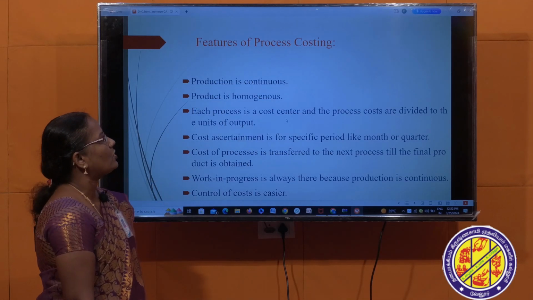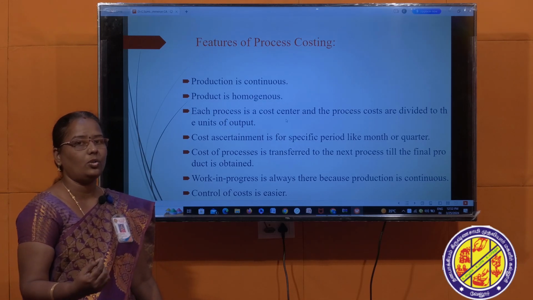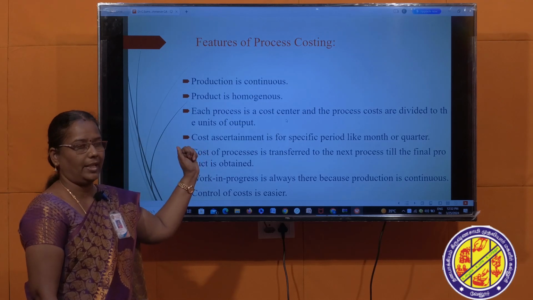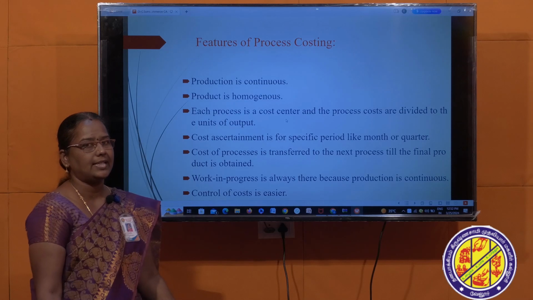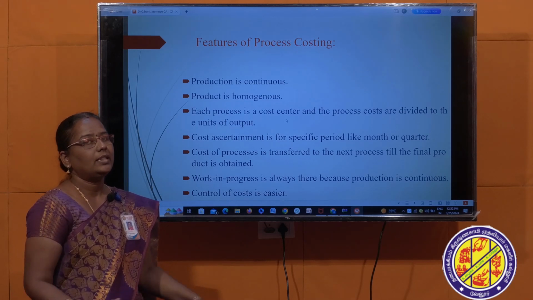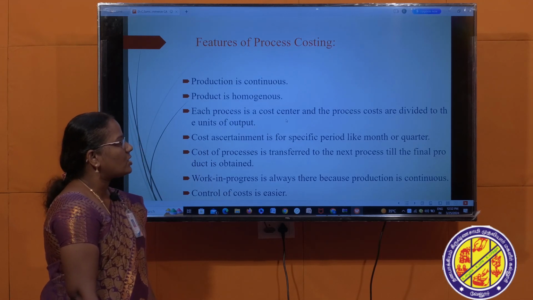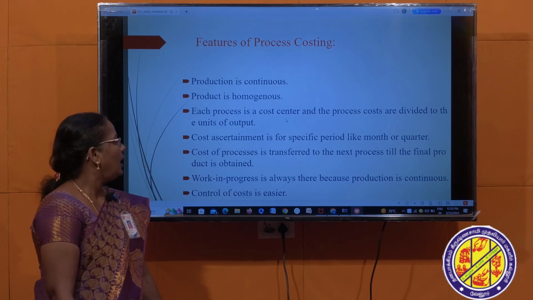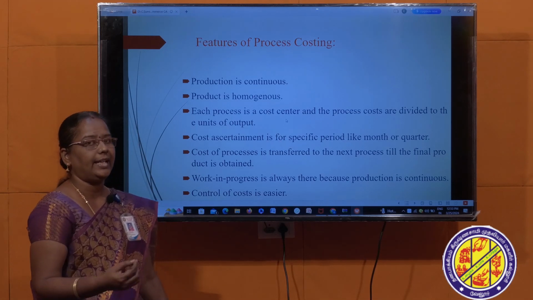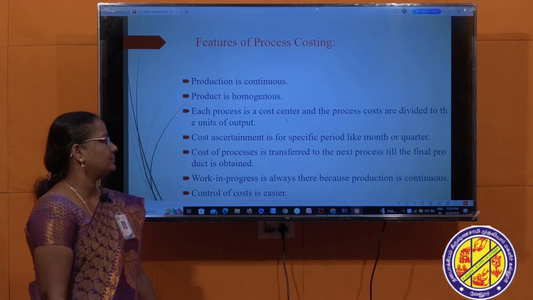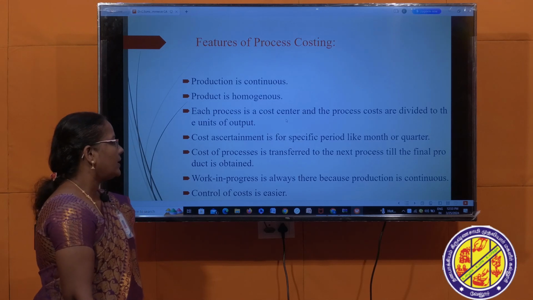Next we see the features of process costing. Production is continuous. If the production is continuous and ongoing, then process costing will apply to that organization. Product is homogeneous. Homogeneous means it is the same product. Whenever it is the same product, process costing will be applicable. Each process is a cost center and the process costs are divided over the units of the product. Cost ascertainment is for a specific period like monthly, quarterly, weekly, daily, anything we can calculate easily. Cost of process is transferred to the next process till the final product is obtained.